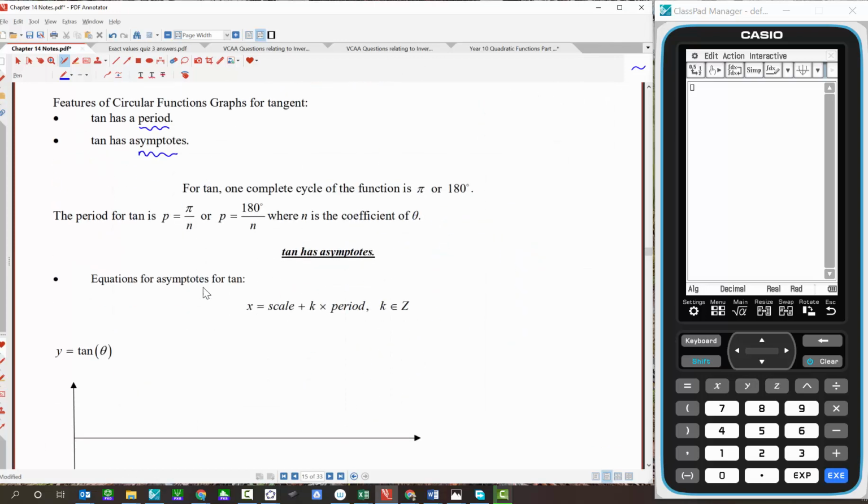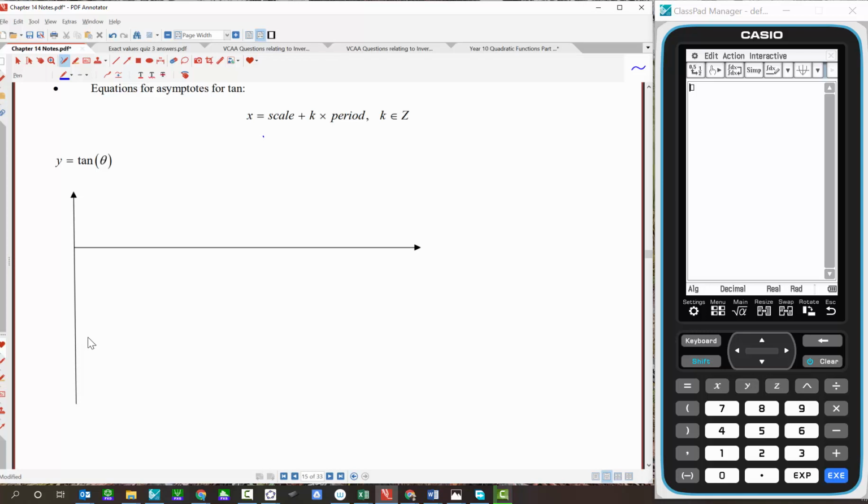Right, there's a method to get the equation for asymptotes of tan. So it's x equals scale plus k times period. Don't even know what that means. Won't need to do it. Okay, so let's just sketch the basic tan function. All right, so our period for this tan function is going to be pi. Our scale, what we do is instead of dividing by 4, we divide by 2. So our scale is going to be pi on 2. So here we go at pi on 2, 2 pi on 2 or pi, and 3 pi on 2. And let's go to 2 pi.